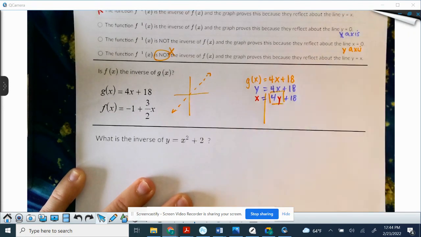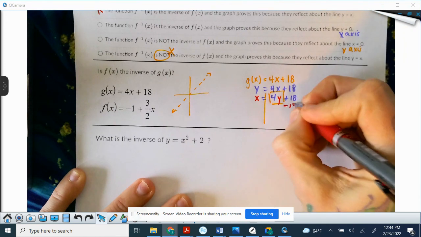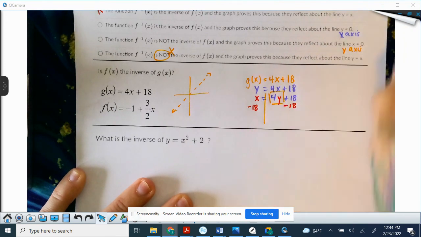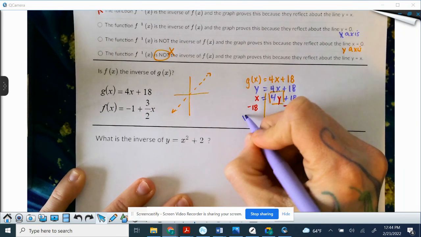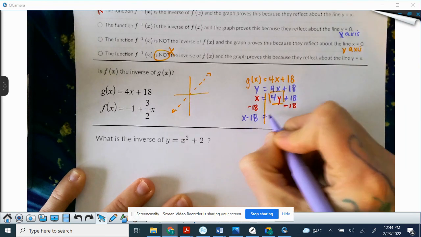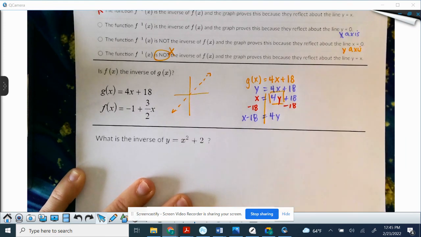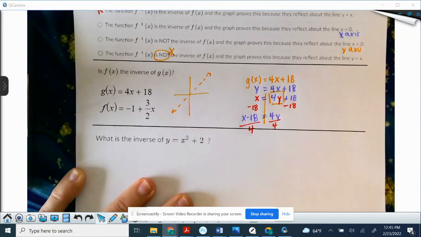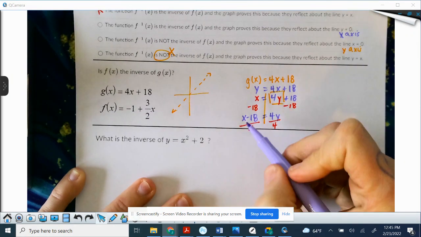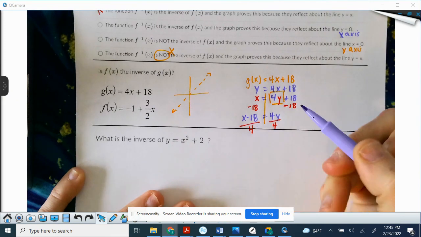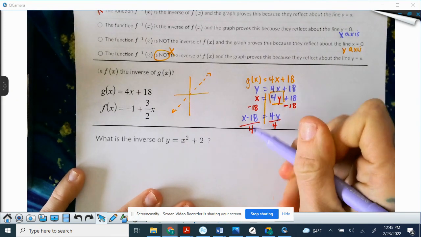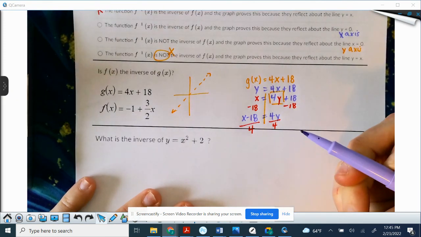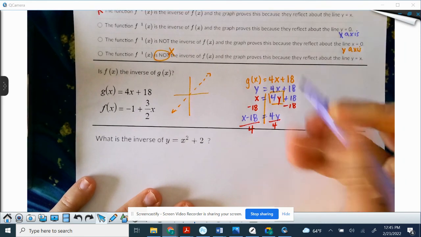So you're going to subtract 18 from both sides. And that's going to give us that x minus 18 equals 4y. 4y is multiplication, so we're going to divide by 4. And that is not going to simplify. So these are not inverses.